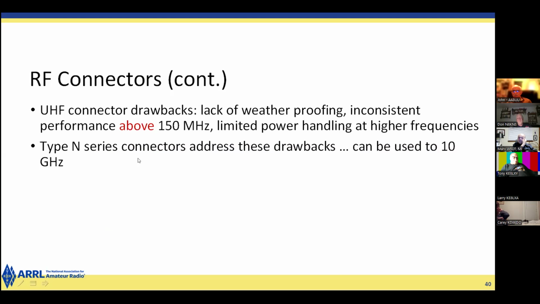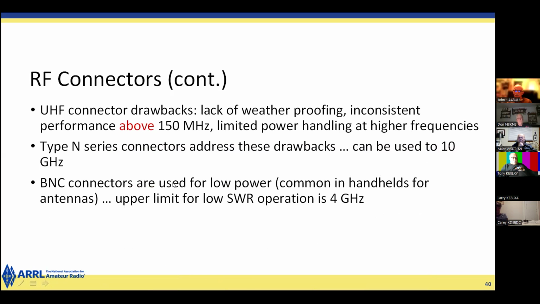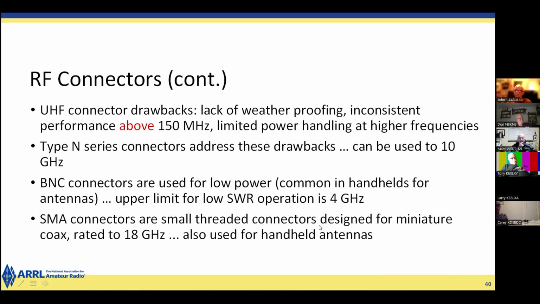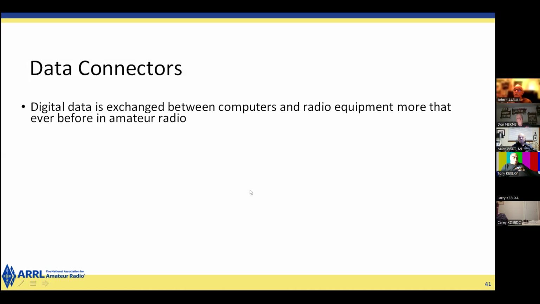Type N series connectors address these drawbacks and can be used up to 10 gigahertz. Yeah, maybe. BNC connectors are used for low power, common in handhelds for antennas. The upper limit for low SWR operation is 4 gigahertz, so they're pretty good. SMA connectors are small threaded connectors designed for miniature coax, rated at up to 18 gigahertz, also used for handheld antennas. That's been a big change. They used to all be BNCs, and now they're mostly SMAs. So you need another converter.